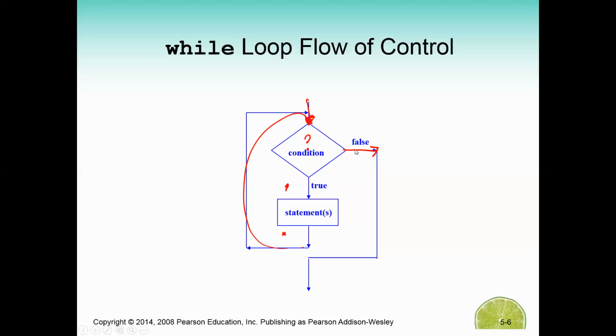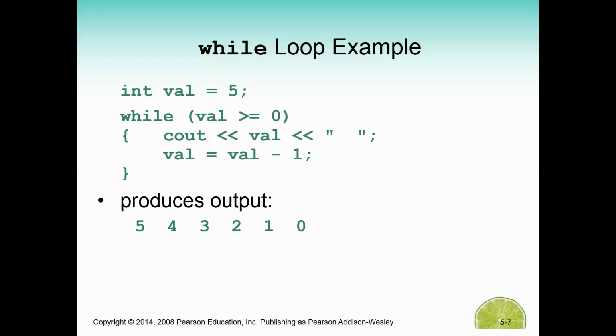So here we have an example. How many times do we go inside this loop? And we have the answer right here. We have a variable called val, and it's set to 5. And we ask, is 5 greater than or equal to 0? It is, so we go inside the loop, right? And we are displaying the value of val. So here it is, it's a 5. And then we subtract 1. So now we have a 4. And we hit the end and we go back.